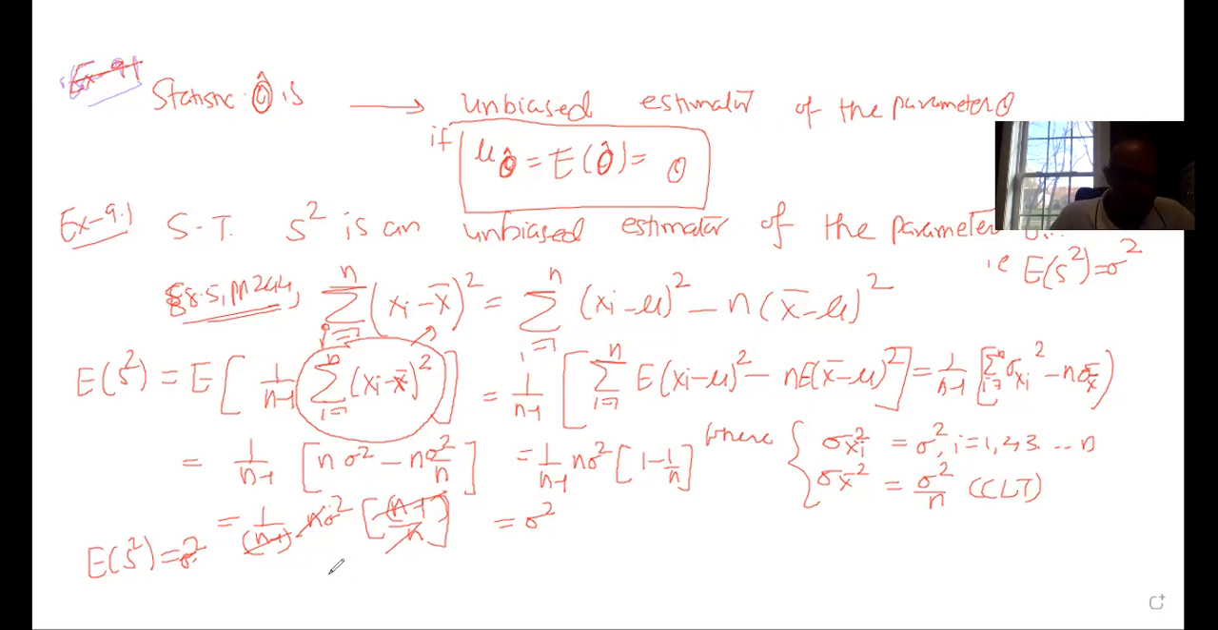Now, variance of a point estimator. So that's the proof. Of course, it is not required, but the proof goes like this. So guys, just keep in mind how it works.